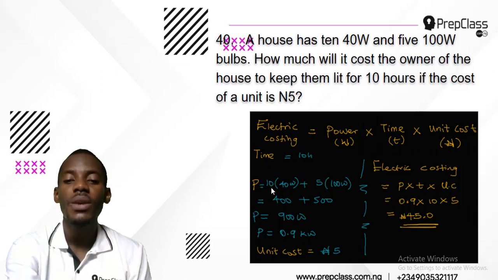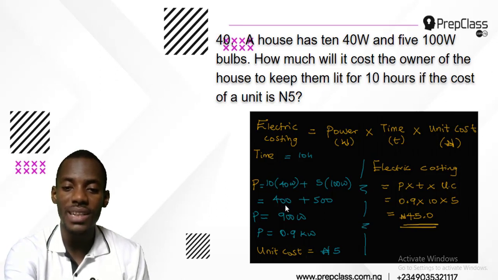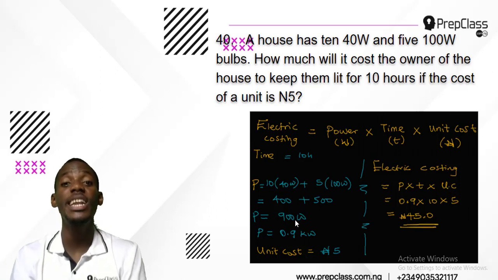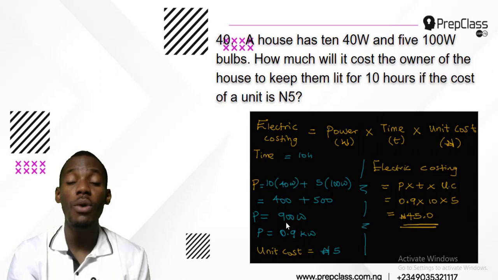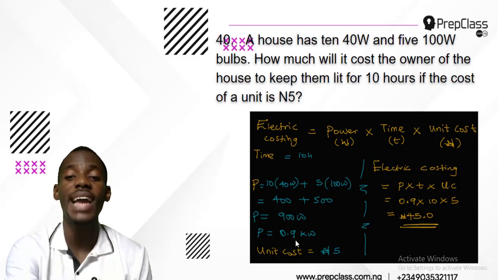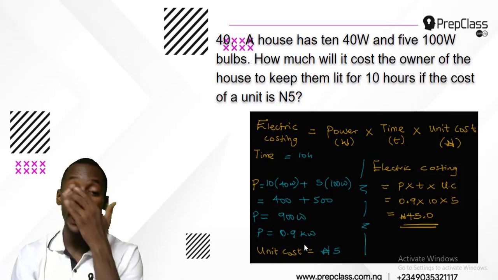Then what's the power? They said 1040 watts, so you have to multiply 10 by 40. That's 400. Then they said 500 watts, 5 times 100, that's 500. If you add the 2 together, you get 900 watts as your power, but you must put it in kilowatts. If you divide it by 1000, because kilo is 1000, 900 watts divided by 1000 is 0.9 kilowatts, and that is the power.